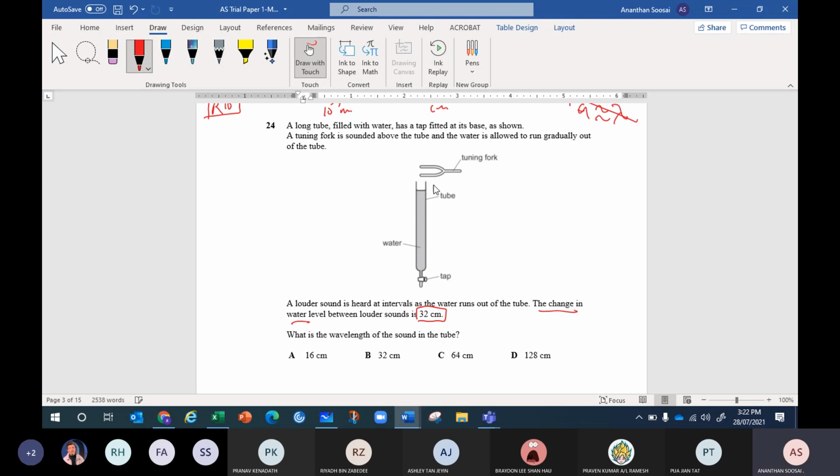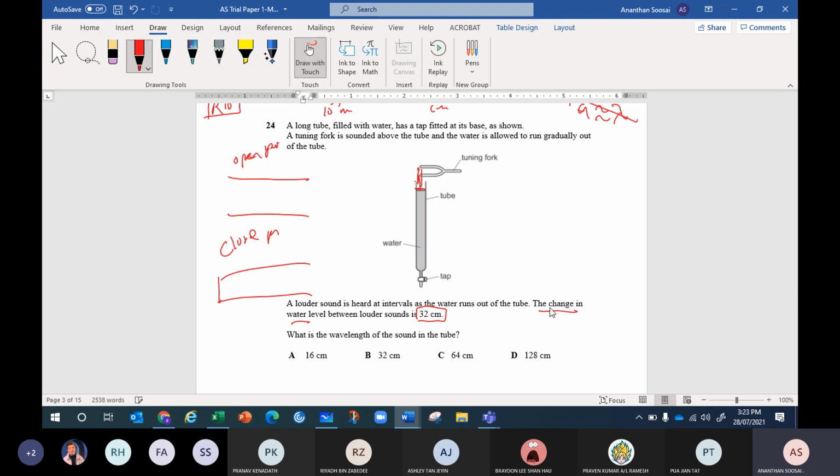Okay, so what was the wavelength of the sound? Now you see, this is a sound stationary wave. If you remember when we discussed, we had an open pipe and a closed pipe with one end closed. So is this actually an open pipe or a closed pipe? It's a closed pipe, one end is closed. You blow from the top, the sound goes and hits the bottom and comes back. So it's a closed pipe.